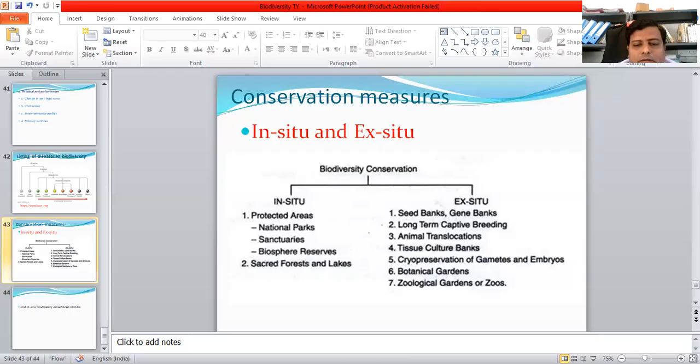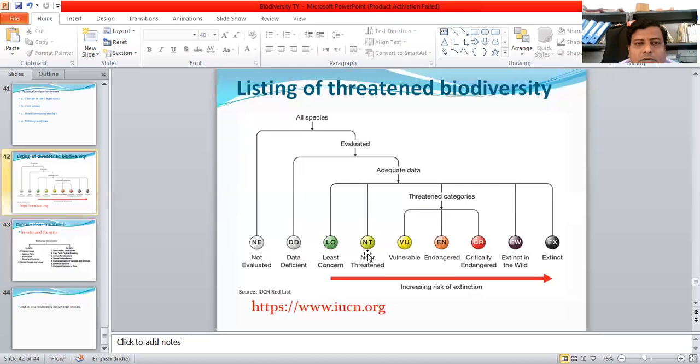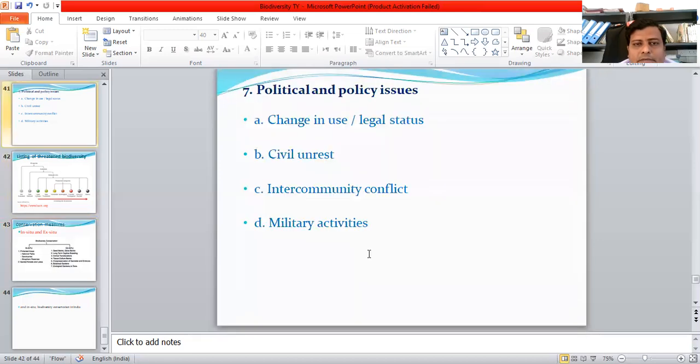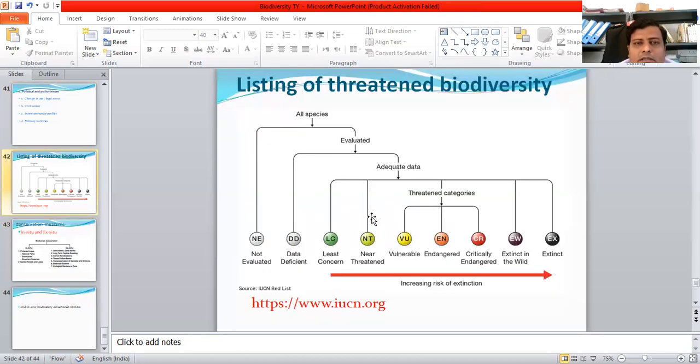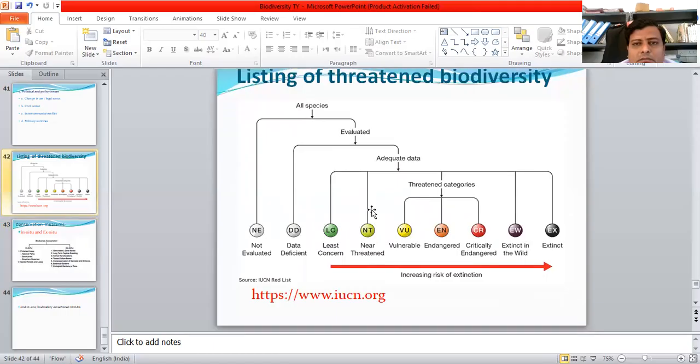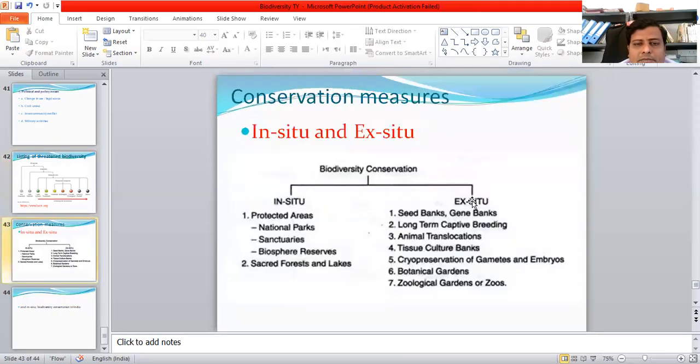Today we have seen this in situ and ex situ conservation. Previously, we had studied the threatened biodiversity types. I will provide you the notes. I'll give the PDF and Word files on Google Classroom. You refer to it later.